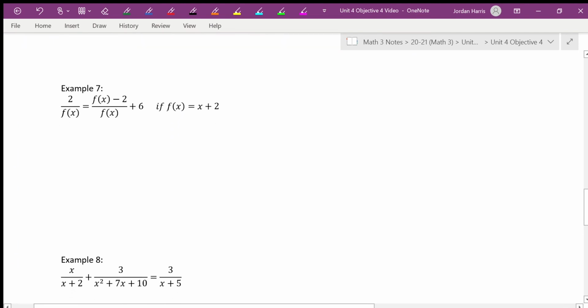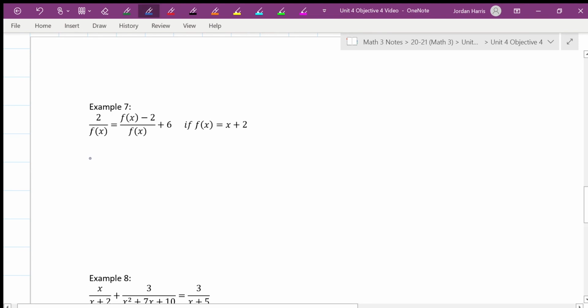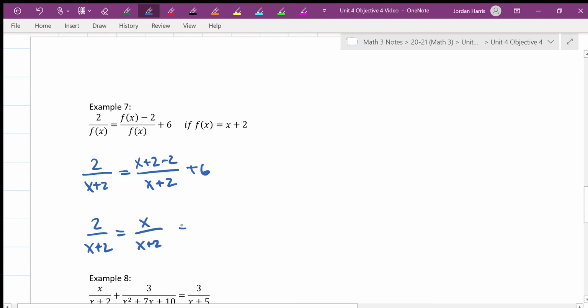All right, number 7 throws in some function notation. So we've got to set up the equation first. So right here I get 2 over x plus 2, because that's f, equals x plus 2 minus 2 over x plus 2 plus 6. I'm just going to simplify real quick. So I get 2 over x plus 2 equals, this 2 minus 2 is 0, x over x plus 2 plus 6 over 1, just to help myself out for when I make my common denominators.